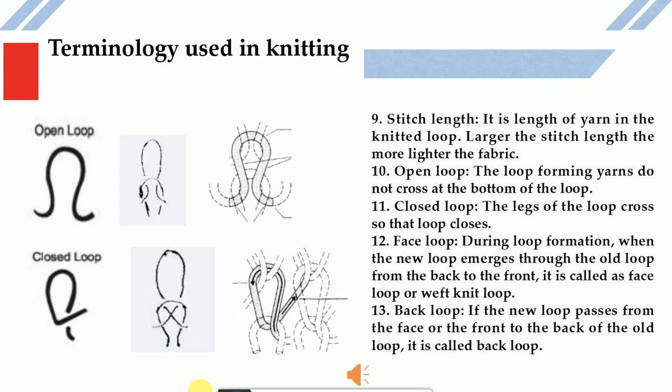12. Face loop. During loop formation, when the new loop emerges through the old loop from the back to the front, it is called a face loop or weft knit loop. 13. Back loop. If the new loop passes from the face or the front to the back of the old loop, it is called a back loop.